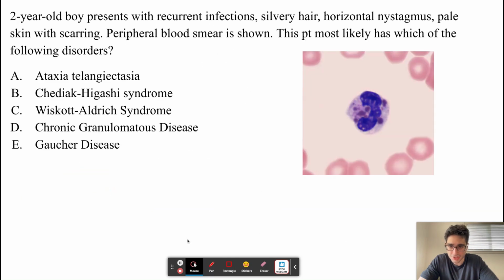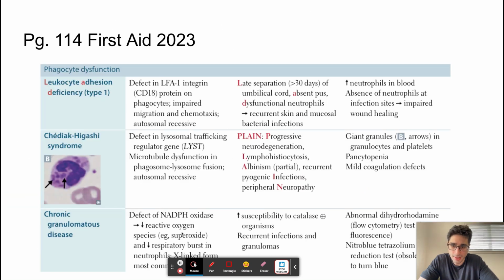So to answer the question, the answer choice is going to be answer choice B, which is Chediak-Higashi syndrome. Now, I put this as a reference. You can look up this disease in First Aid on page 114.